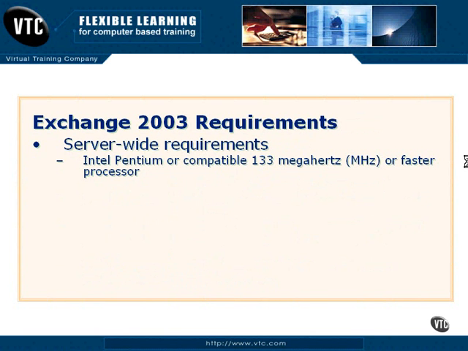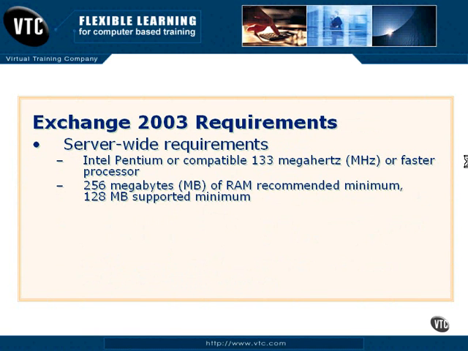Now, on your individual servers, the server that you're going to put Exchange 2003 on needs to be running an Intel Pentium or compatible processor, at least 133 megahertz or faster. Trust me, you don't want to put it on a 133 megahertz machine, but just agree with them on the test and you'll be fine about this. You want the fastest processor you can. Depending on the size of your organization, you may have multiple processors.